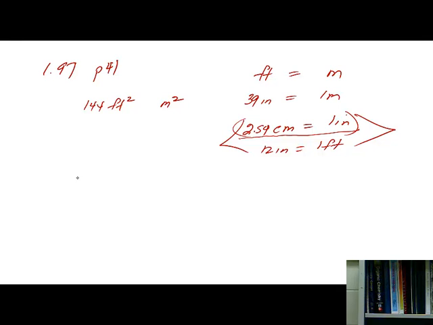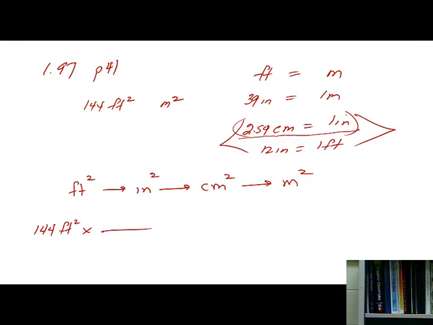So for me, I'm going to have to go from feet, in this case square feet, to square inches. And then once I get to square inches, I will go to square centimeters. And then once I go from square centimeters, I'll go to square meters. All right, so it's 3 conversion problems. Is it a big deal? I don't think so. 3 conversion problems. So here we go. We start off with what's given, 144 square feet.